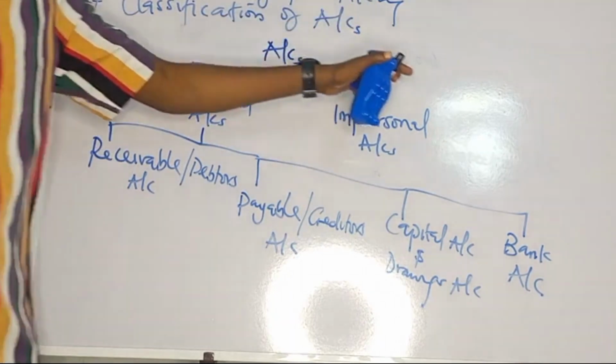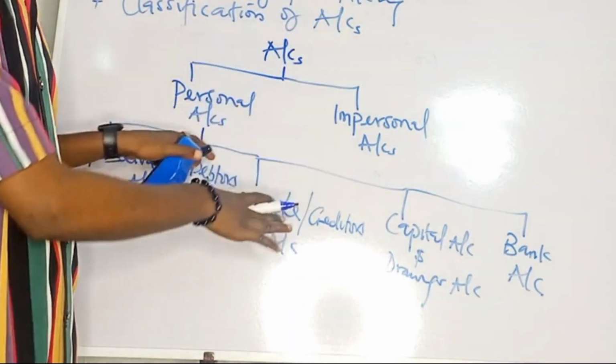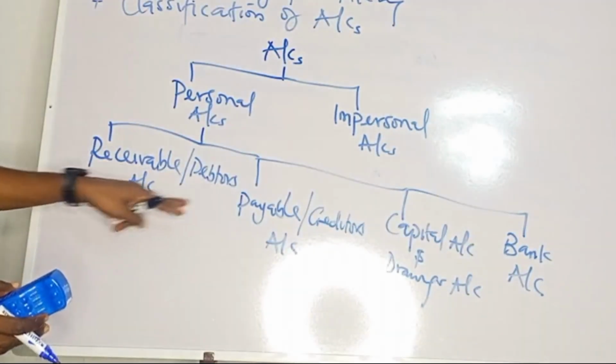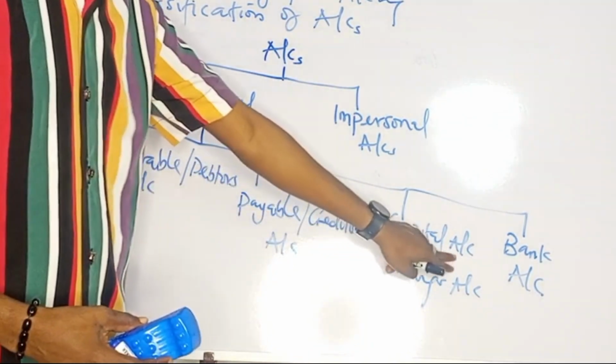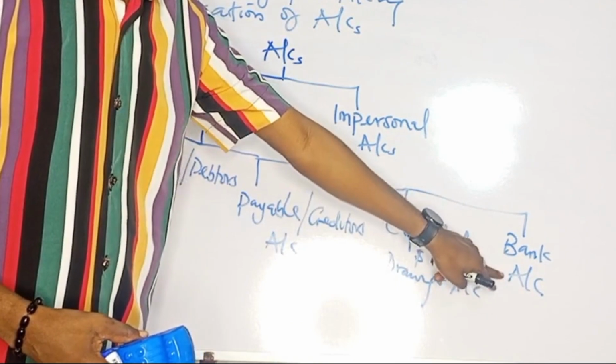Sorry, my board is small. The board is small. So once I'm done with this, I'm going to clean this up. So under personal account, we have the receivable or debtors account. We have the payable or creditors account. We have the capital account and the drawings account. Then we have the bank account.